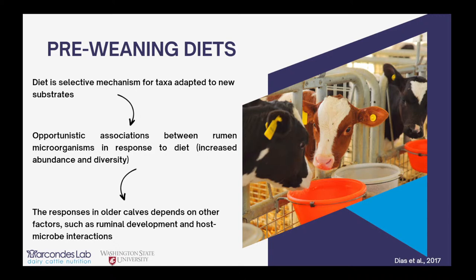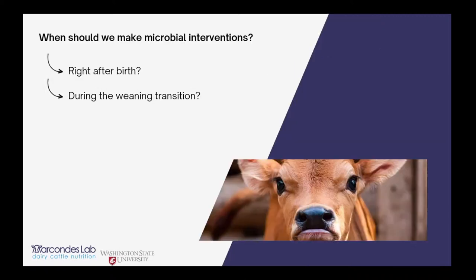So the bacteria there are probably not changing, we're just changing the proportion of the bacteria. The response in calves depends on other factors, such as rumen development and host-microbiome interaction. The first question is, when should we start this intervention? Right after birth or during the transition?